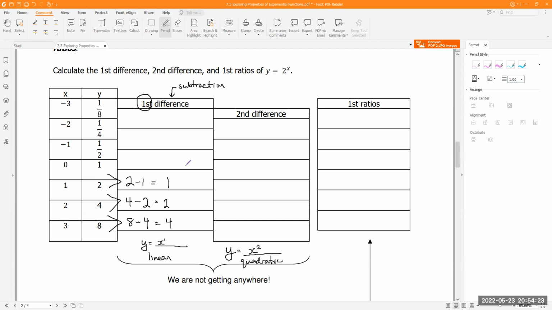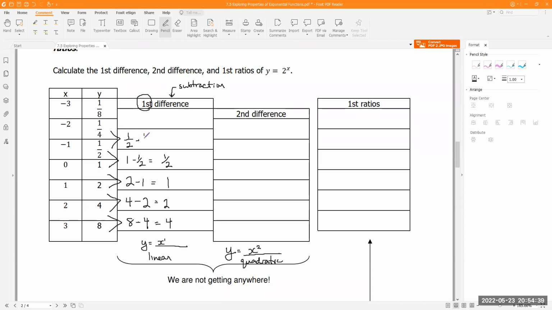Let's keep going anyways. I already know that the first differences are not the same, but just to fill this chart, I'm going to keep going. 1 is subtracted by half, or 0.5. The answer is half, or 0.5.